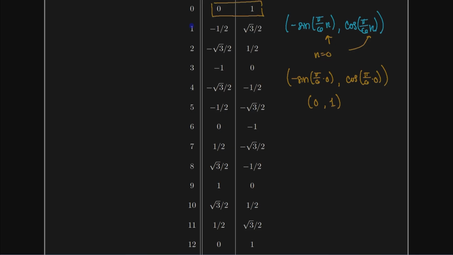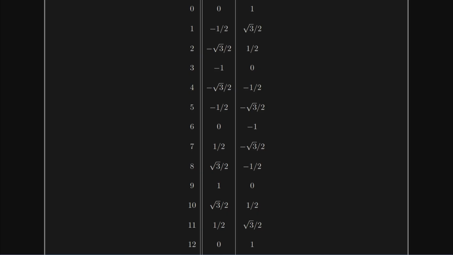If I evaluate at n equals 1, I'm going to plug a 1 in here and here instead. So negative sine of pi over 6 happens to be negative 1/2, and cosine of pi over 6 is root 3 over 2. These are the classic points of the unit circle we know. At 2, we'll have negative root 3 over 2 and 1/2, at 3, negative 1 and 0, and so on for 4, 5, 6, 7, 8, 9, 10, 11, 12. These are the 1/12 rotations of the unit circle. I don't think it's that surprising.